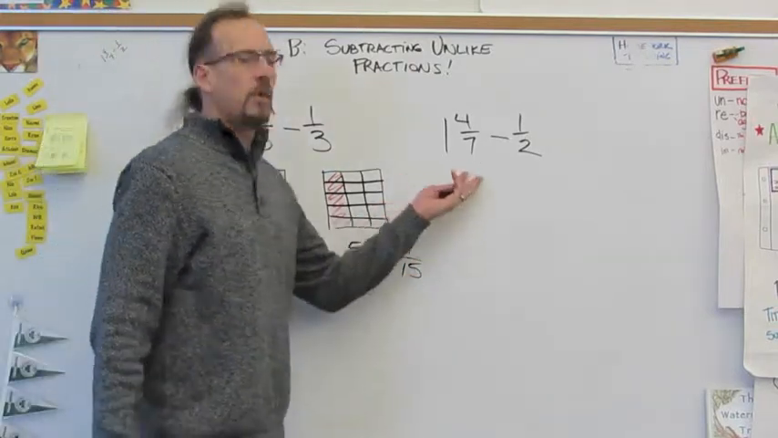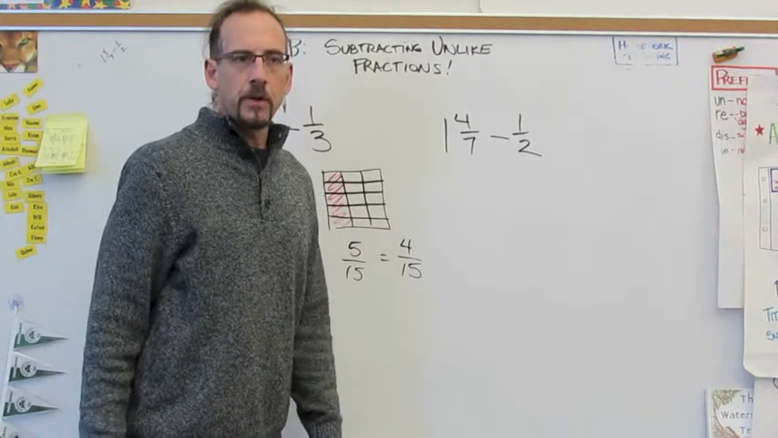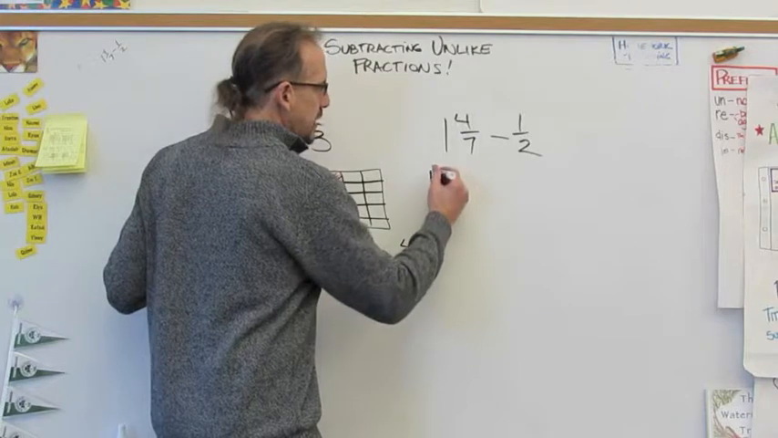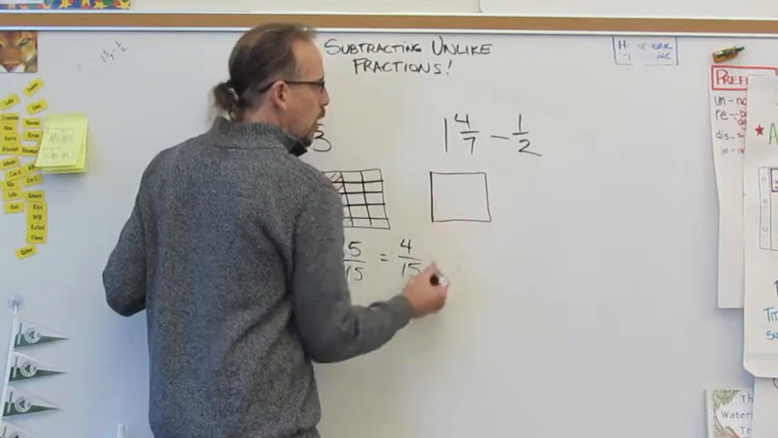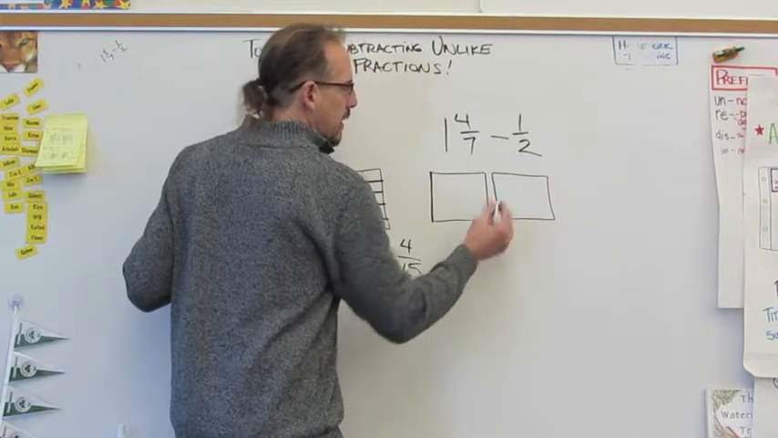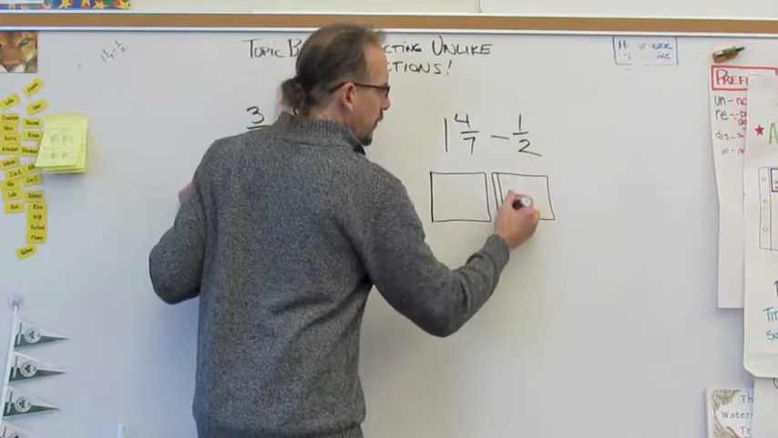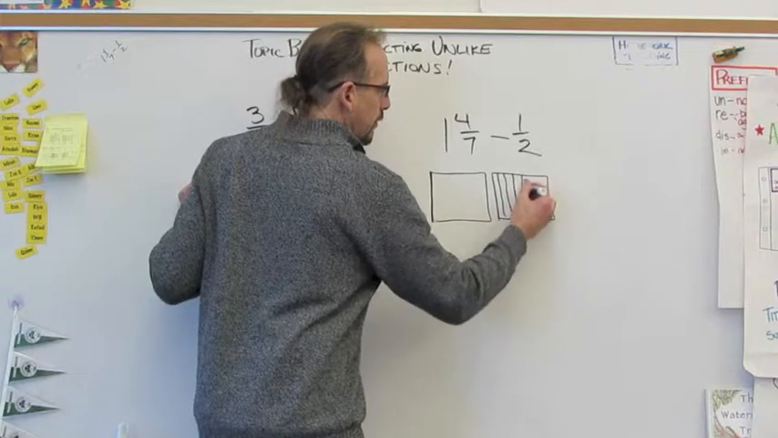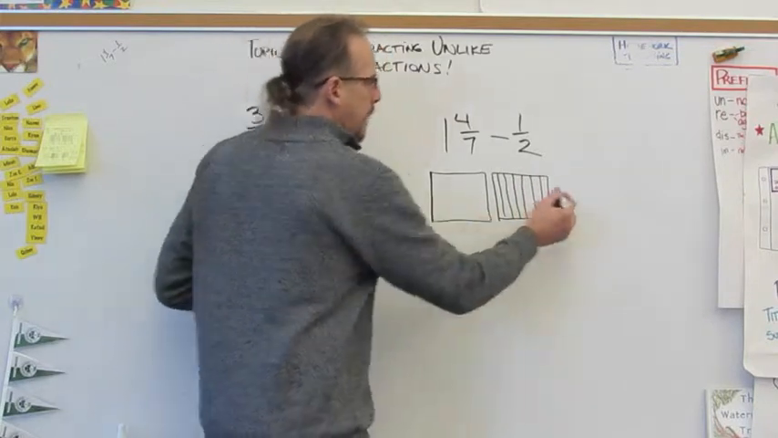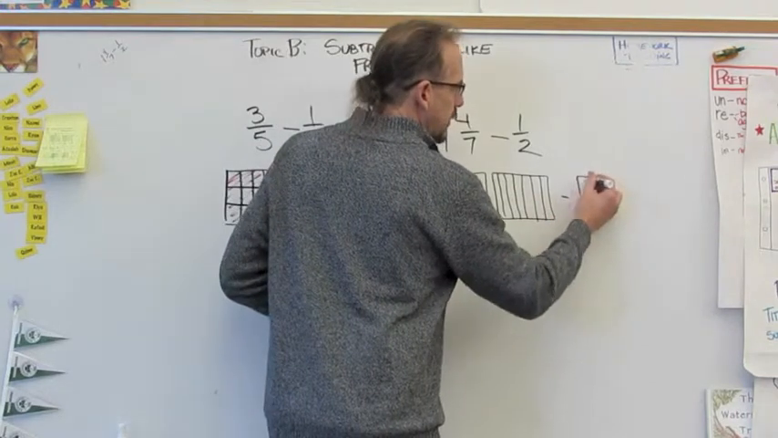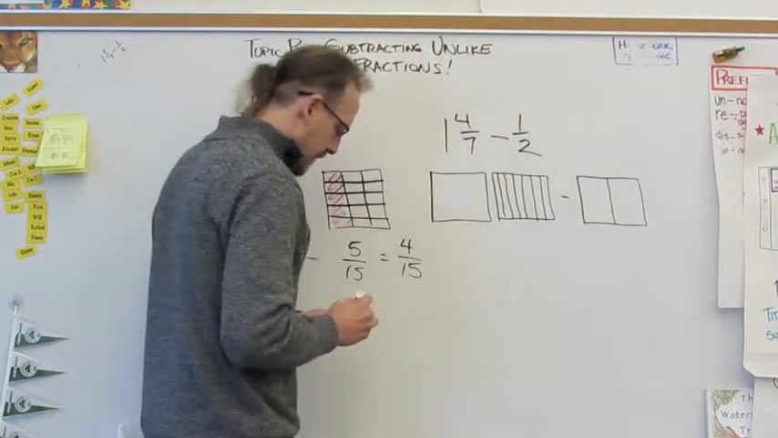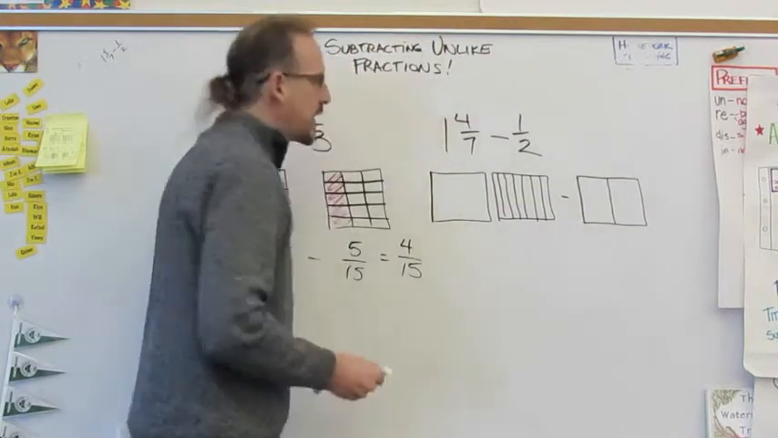At the same time, we also want them to be able to do this with mixed numbers, to be able to subtract with them. So now our model looks like this. 1 and 4/7 minus a half. So I'm going to again shade in what I have.